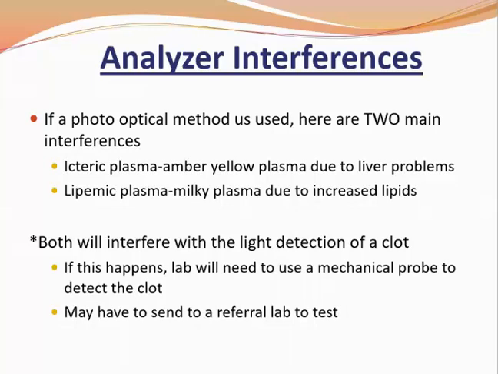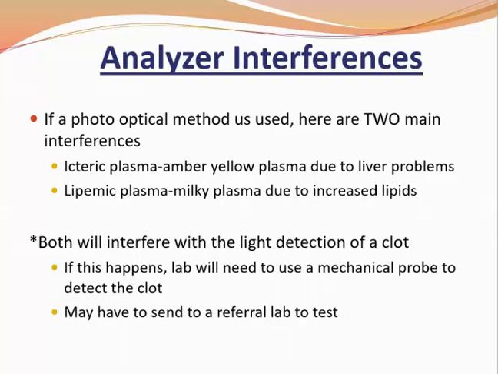In the photo-optical method that is used, there are two main interferences with our samples. There's icteric plasma, which is our amber yellow plasma, and that's usually due to liver problems, or lipemic plasma, which is usually a milky looking plasma due to increased lipids. These colors and thicker plasmas cause problems with the light being able to shine through our specimen, and it gives us inaccurate results.